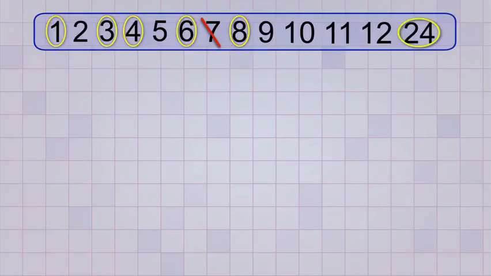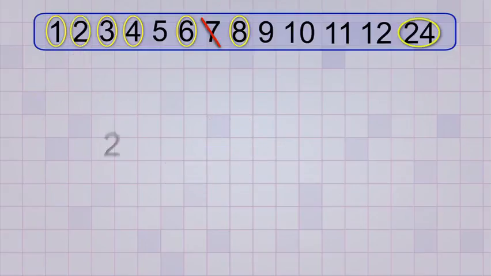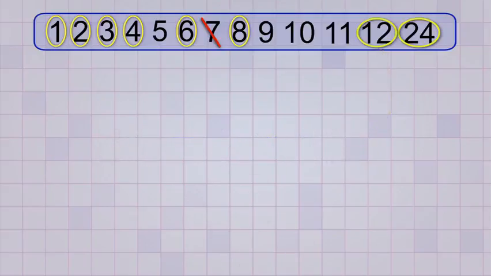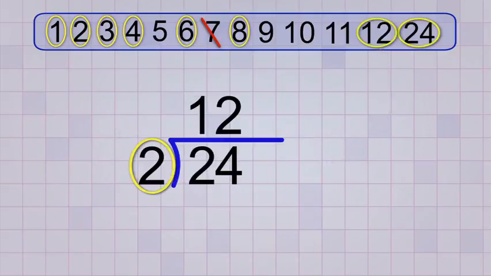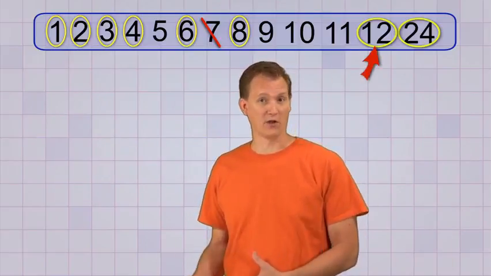Now let's move on and test 2. If we divide 24 by 2, we get 12. So yes, 2 is a factor because it divided evenly. You can factor 24 into 2 times 12. That means that we can also circle 12 as a factor of 24. So anytime you do a divisibility test and the number you're checking passes the test, then the answer you get from dividing will also pass the test. It will also be a factor. That will speed things up because we know we don't have to test 12.